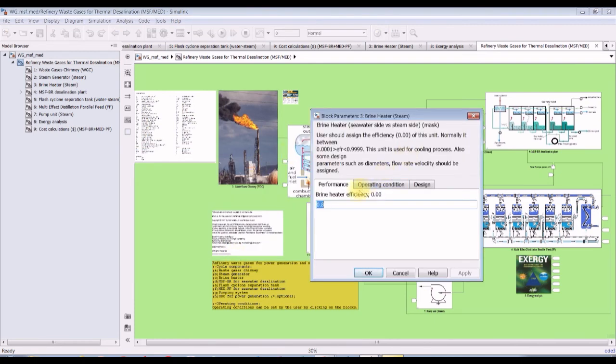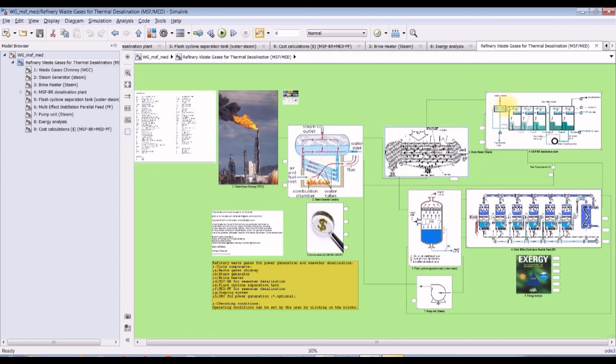This is the brine heater. We're going to assign efficiency for the brine heater, ambient temperature, and this is some design aspects like flow speed of the steam and so on.